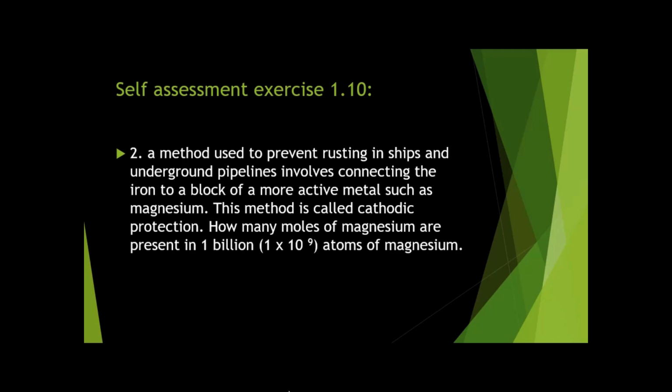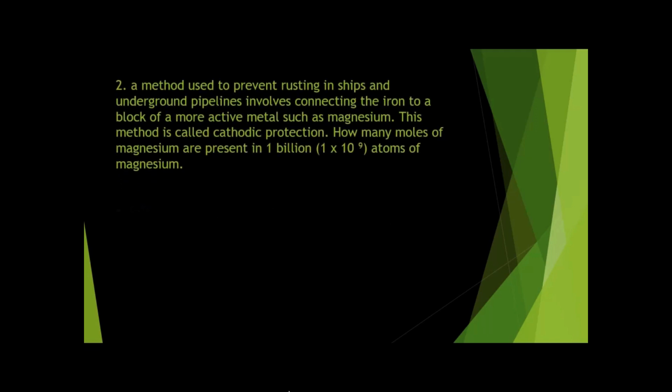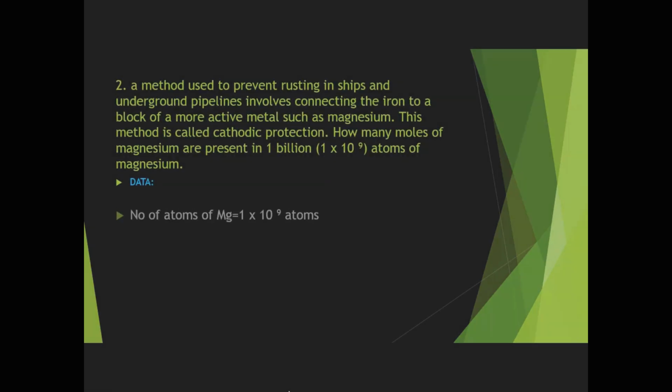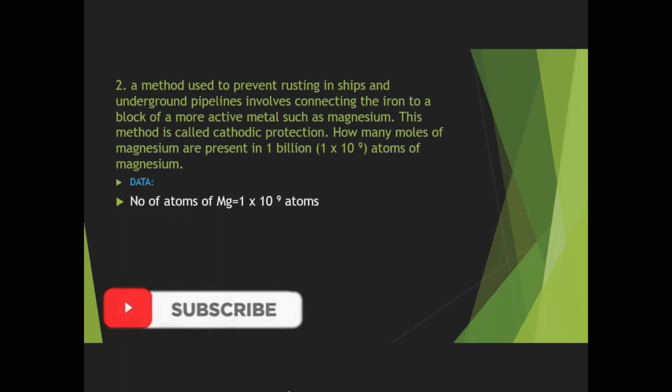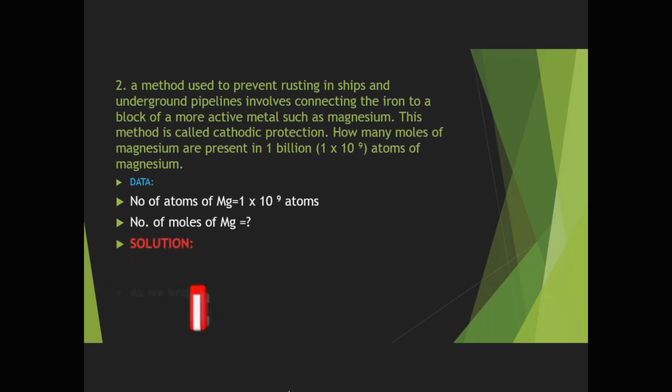What is cathodic protection? Students, this topic we will discuss in chapter 7 inshallah in detail. How many moles of magnesium? It means that we have to find the number of moles of magnesium while the number of atoms of magnesium are given. So first we will make data. Number of atoms of magnesium is equal to 1 × 10^9 atoms, and number of moles of magnesium we don't know. Now just solution.